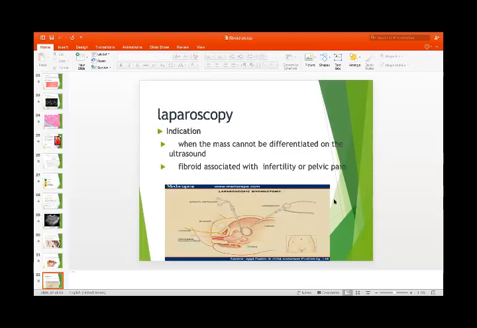Laparoscopy is indicated when the mass cannot be differentiated on the ultrasound, or it is associated with infertility or chronic pelvic pain. Then we do a histology. Then we do a laparoscopy. So this is a laparoscope which is introduced through the infraumbilical port, and this is the uterus. And this is the fibroid, which is a subserosal fibroid. This is the cervix, vagina, and this is the fibroid, which is a subserosal fibroid.